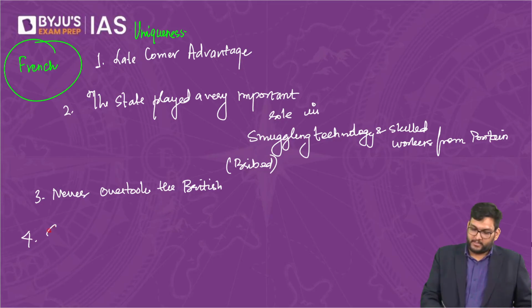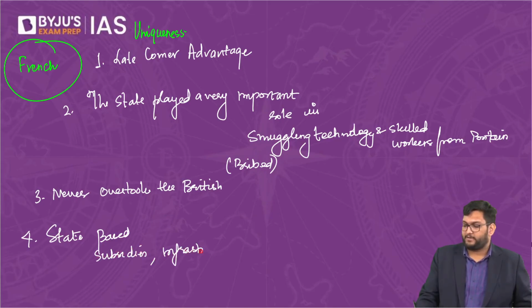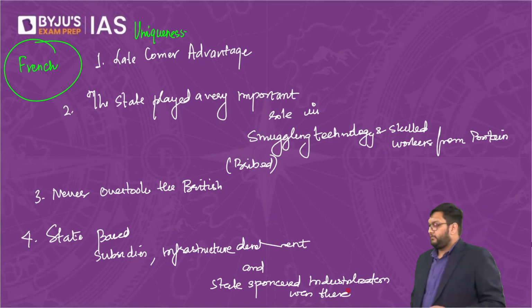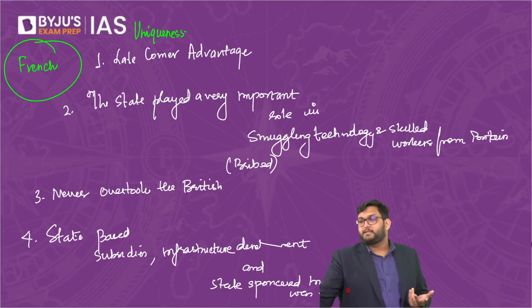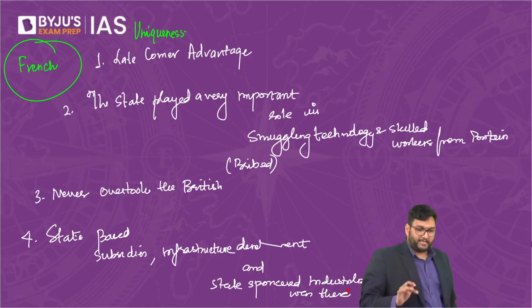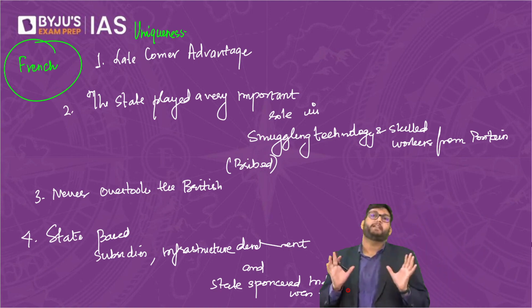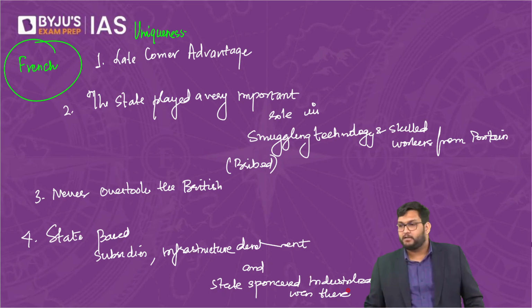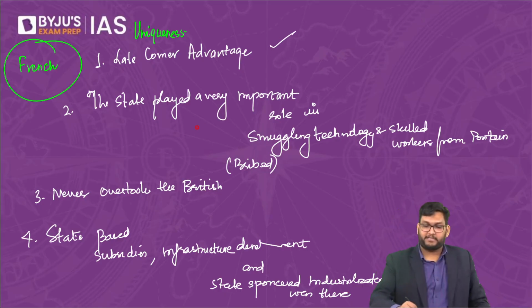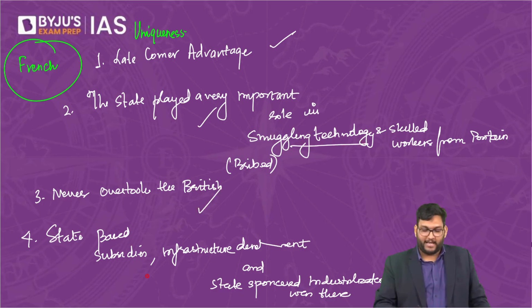But the most important was state-based subsidies, infrastructure development, and state-sponsored industrialization. Basically, if nobody really bothers, the state said, okay, we'll make the roads, we'll make the railways, we'll make the canals, we will bring the technology, you just work on it. So basically, the French experience was very state sponsored. While in Britain it was based on the market deciding everything, the state did everything after 1815 to industrialize France itself. So: latecomer advantage, the state played an important role in smuggling technology, never overtook the British, and a state-based industrial revolution.